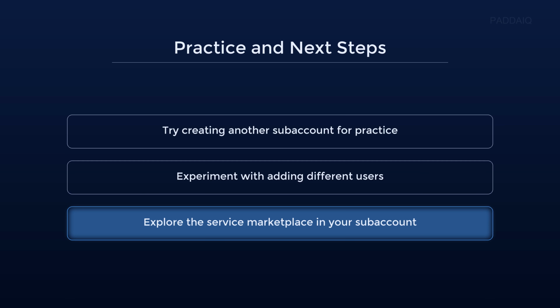Explore the service marketplace in your subaccount. This is where you can find and enable various SAP BTP services for your applications. For example, you might activate the SAP HANA Cloud Database service to manage your data. Taking this step allows you to build powerful, integrated solutions tailored to your needs.